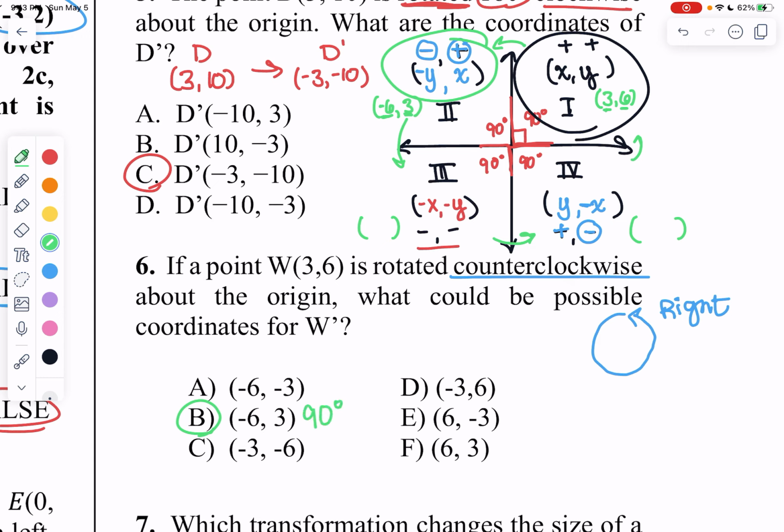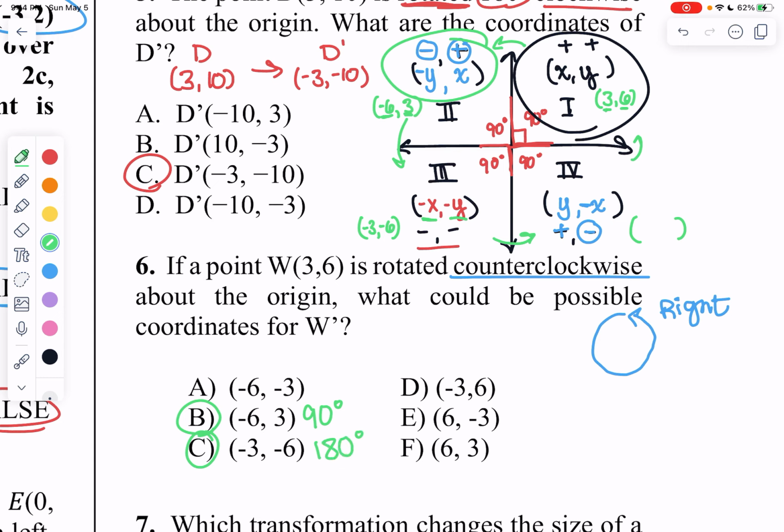Next up, let's look at our 180-degree rule. 180-degree rule means opposite of x, opposite of y. So x is 3. The opposite of 3 is -3. And the opposite of 6, which is my y, is -6. So (-3, -6) is C. That is my 180-degree rotation.